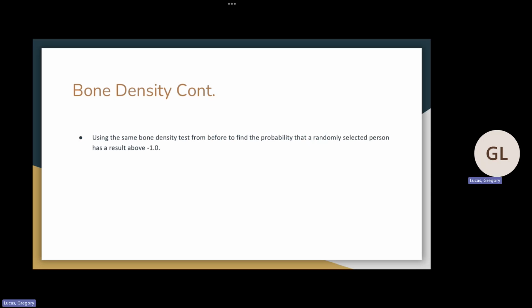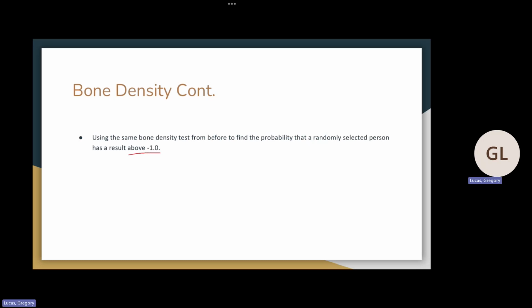So let's look at another example here. Same problem, we're still dealing with the bone density, but like I said, we're going to look at above now. So we're using the same bone density test from before. We want to find the probability that a randomly selected person has a result above -1.